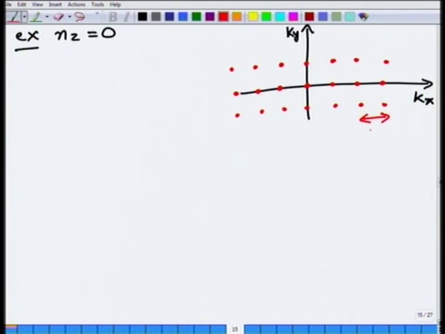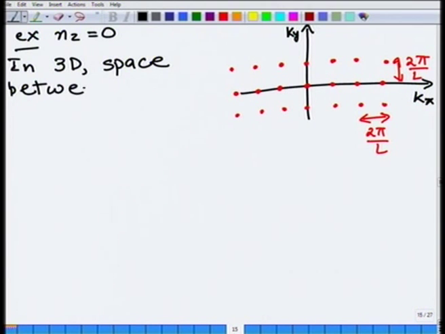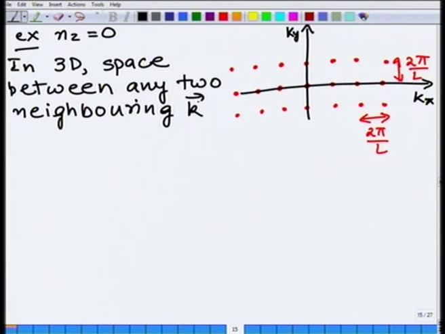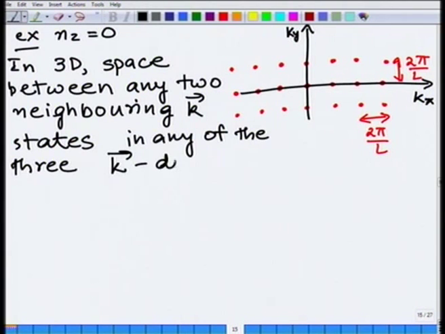And what is the spacing between these states, between this and this? It is 2 pi by L, they are separated by 2 pi by L. And you can see that even in 3D, the space between any two k states in any of the 3 k directions is equal to 2 pi by L. The space between any 2 neighboring k states, whether in the kx direction, ky direction, or kz direction, is 2 pi by L.